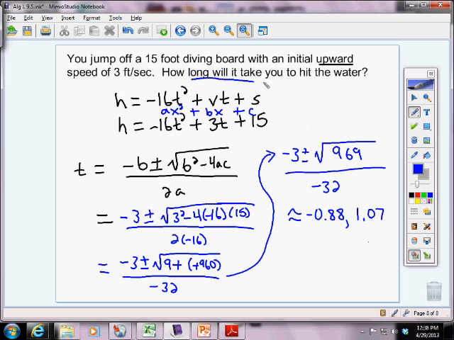Now, if it's asking how long will it take you to hit the water, this negative answer isn't going to make sense. We're not going to have a negative amount of seconds of hitting water. So how long will it take us to hit the water? Approximately 1.07 seconds. So our vertical motion model, we can also use a quadratic equation to find solutions to that.